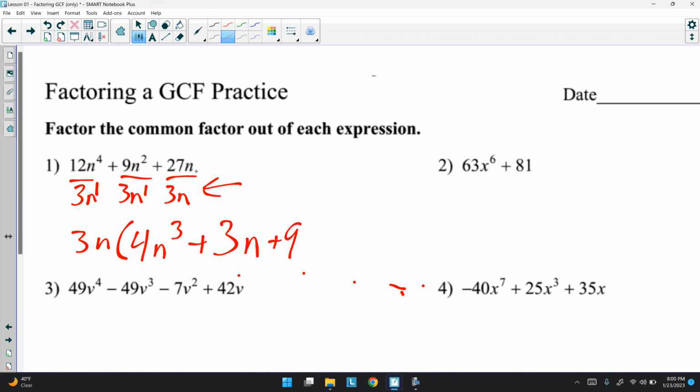Again, sorry about these little random dots everywhere. It's my knuckles hitting the screen because I'm using a touch screen.